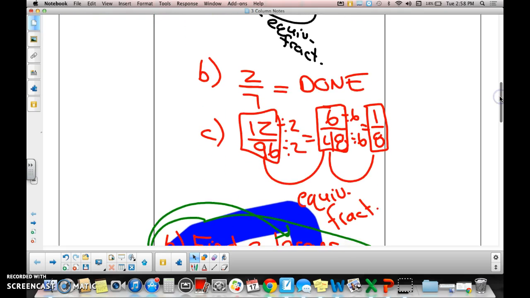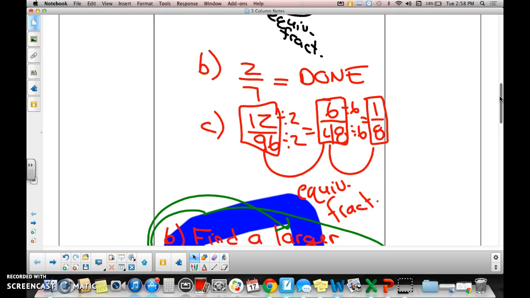2/7 you couldn't reduce, because 2 and 7's greatest common factor is 1. And for letter C there, we have 12 and 96, and we started by just dividing both the numerator and denominator by 2. And we realized that 6/48 still isn't reduced because 2 is not the GCF of the 12 and 96. Yes, no? Yes.